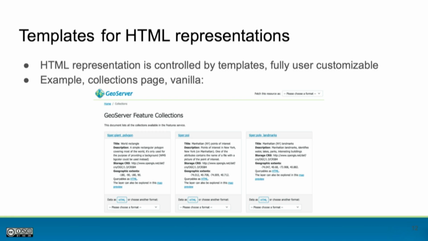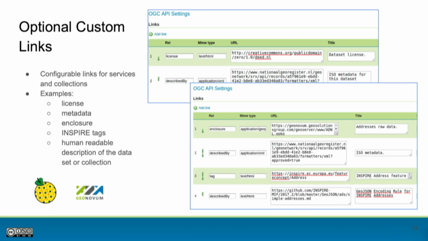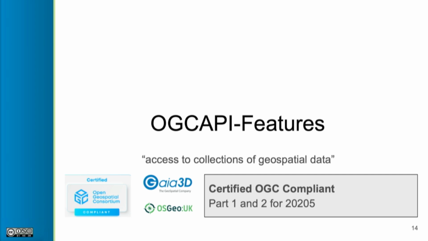We do support HTML templates, so when you're browsing these services and looking at the output, you have full control over how the headers look, how you want things to be laid out, and so forth. I think we've got some examples of that later in the slides. Also, when you're configuring these services, the configuration screens for services and layers allow you to add a whole bunch of additional links. Depending on your national policies, you might need to link to specific things like a download link and so on. So licenses, metadata, Inspire tags, descriptions of metadata, and so on. Thanks to GeoNovum for sponsoring that work.